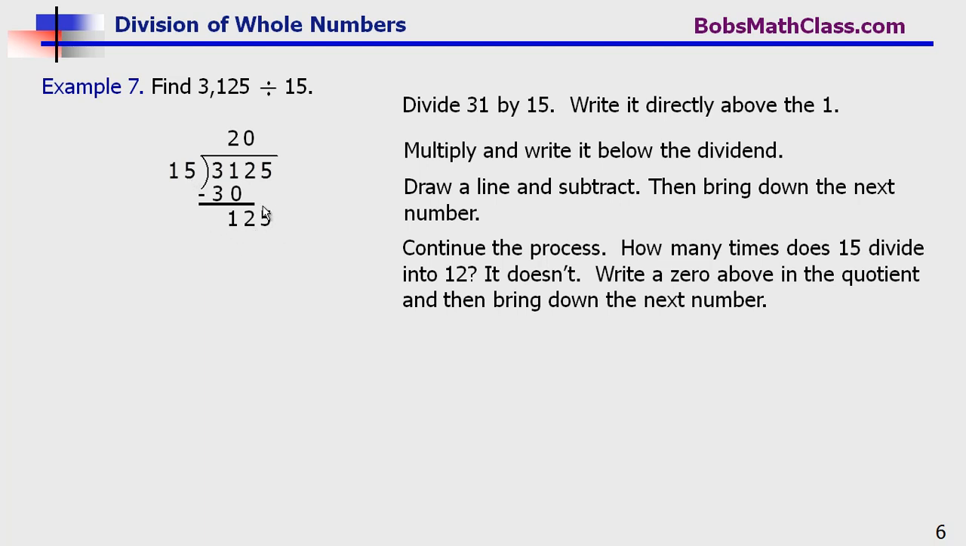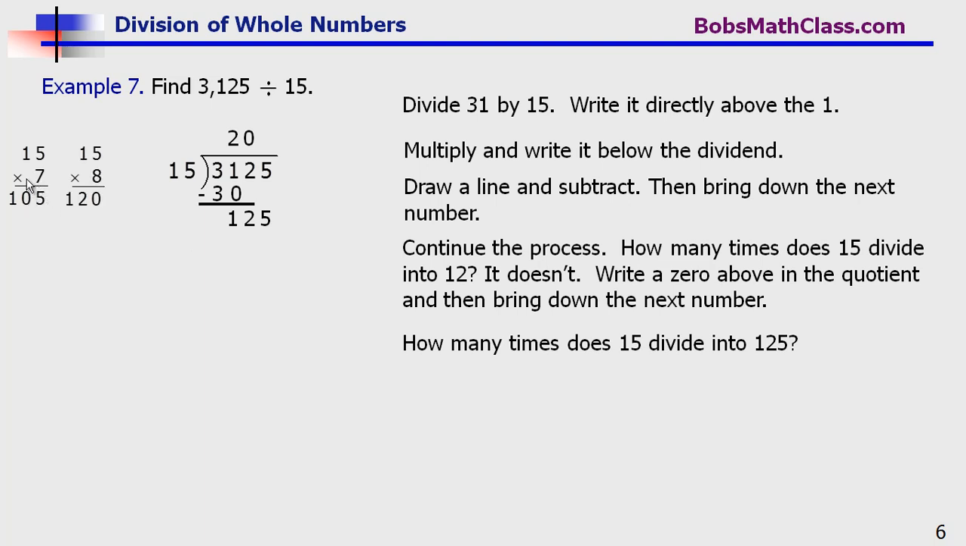Sometimes it gets hard when this number is big and we're dividing by 15. You might want to write down some products. Sometimes some people will just write down a whole bunch of them until they get the hang of it. Here's 15 times 7, 15 times 8, 15 times 9. How many times does 15 go into 125? Let's see, 15 times 7 is 105. 15 times 8 is 120. 15 times 9 is 135. That's too big, so it's got to be 8.